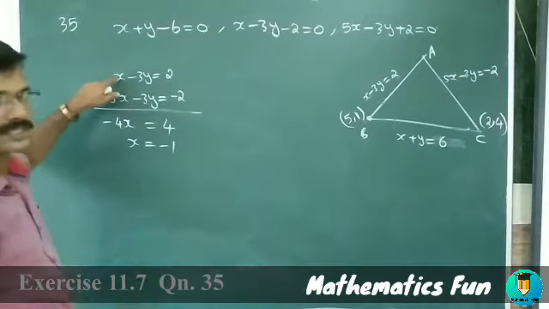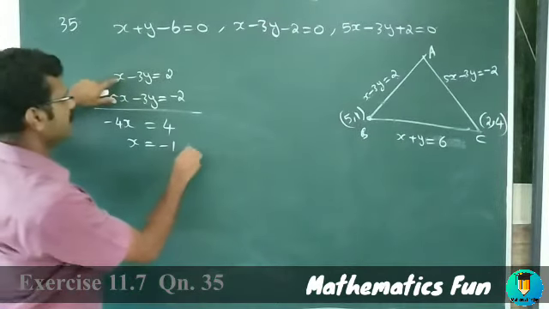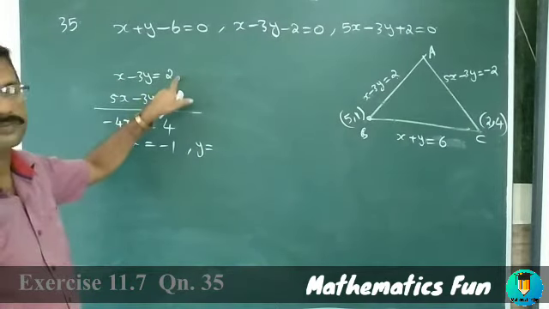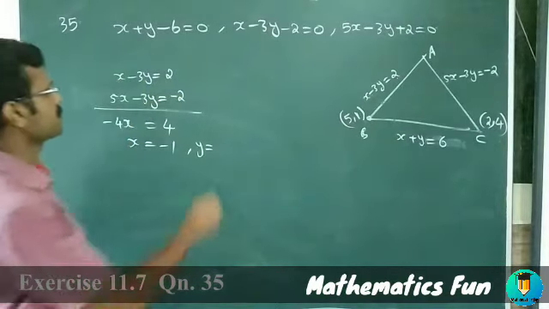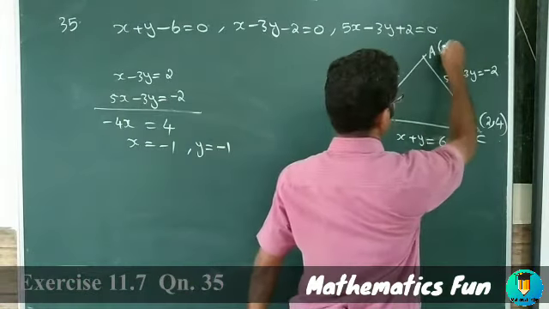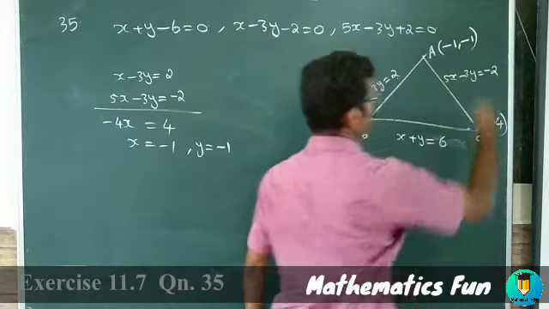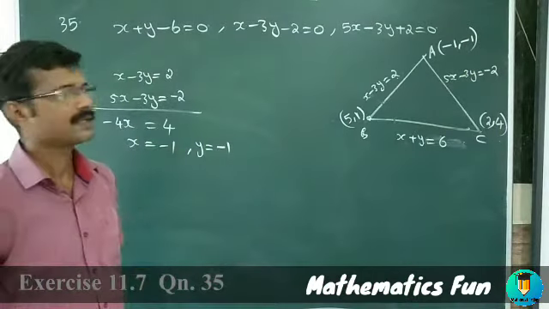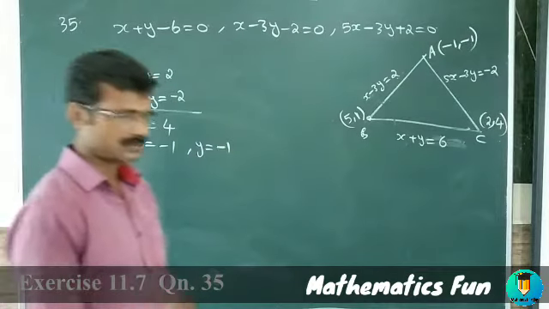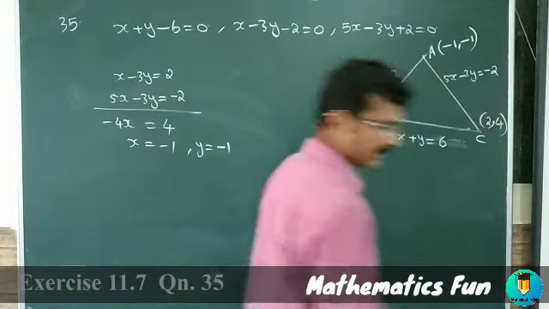Now if x is minus 1, I am substituting here, I will get the value of y. Minus 1 here, so it goes to this side, plus 1, so 3y is minus 2, so y is minus 1. That means the coordinates of A is -1, -1. Coordinates of A also we got. So all the three vertices we got.